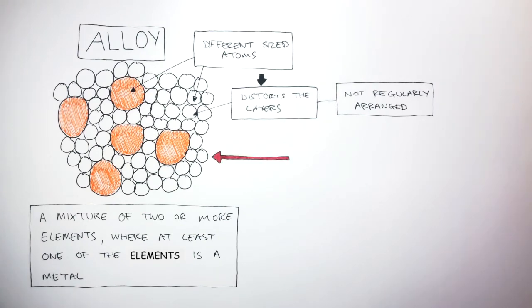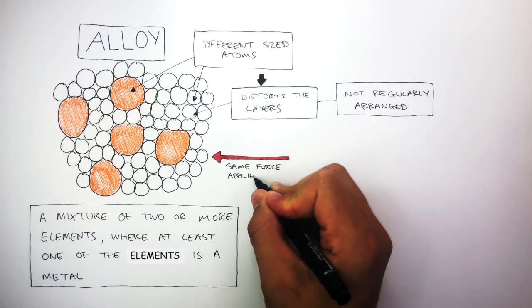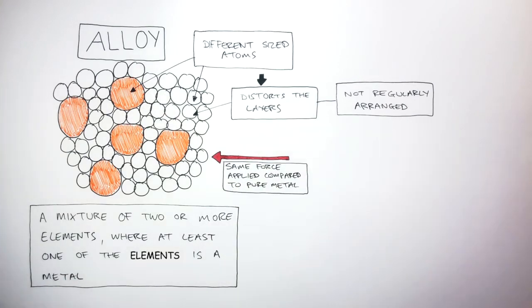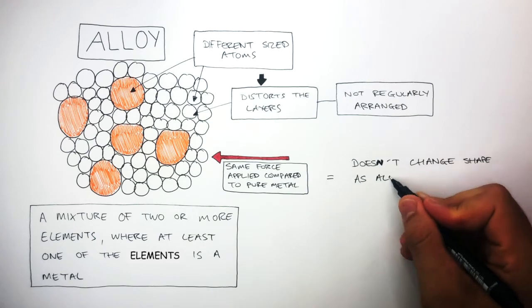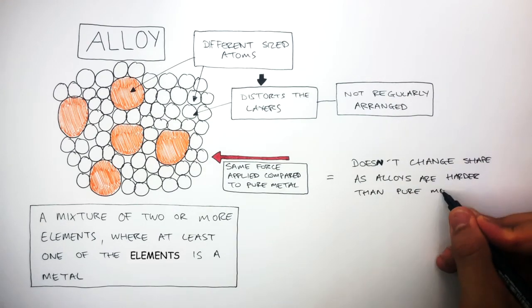This red arrow represents the same force applied compared to the pure metal. Applying the same force doesn't change the shape as alloys are harder than pure metals.